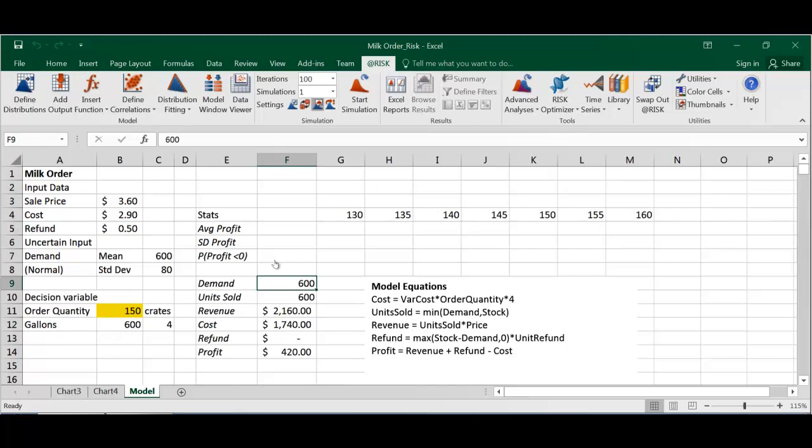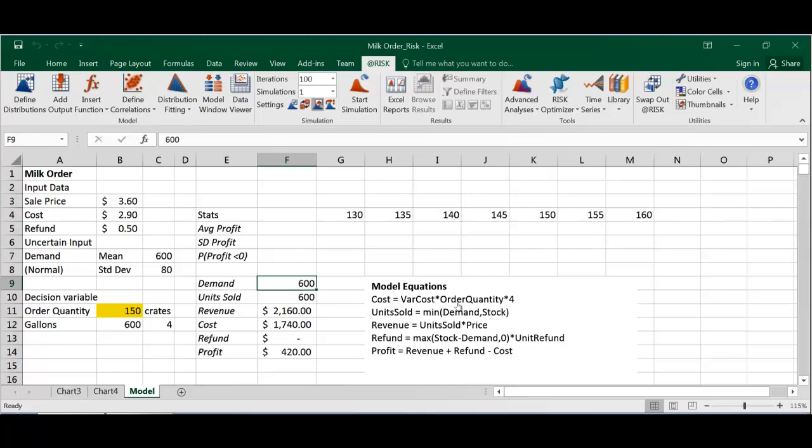Okay. Here I have the demand, which is uncertain, so I just place 600, but that number actually can change from week to week. So we don't know exactly what is going to be demand on that particular week. Then we have the units sold, the revenue, the cost, the refund, and the profit. And the logical equations that I use to calculate those things are given here.